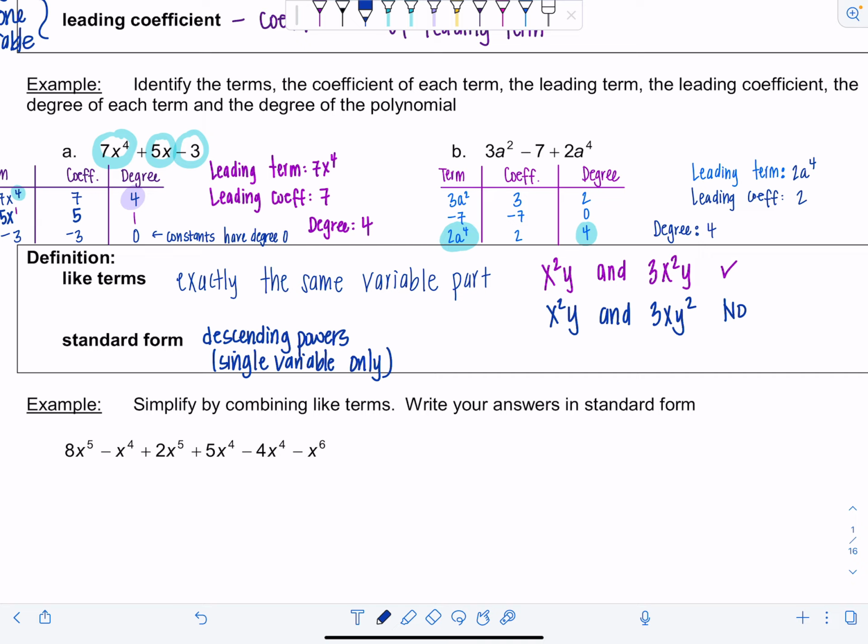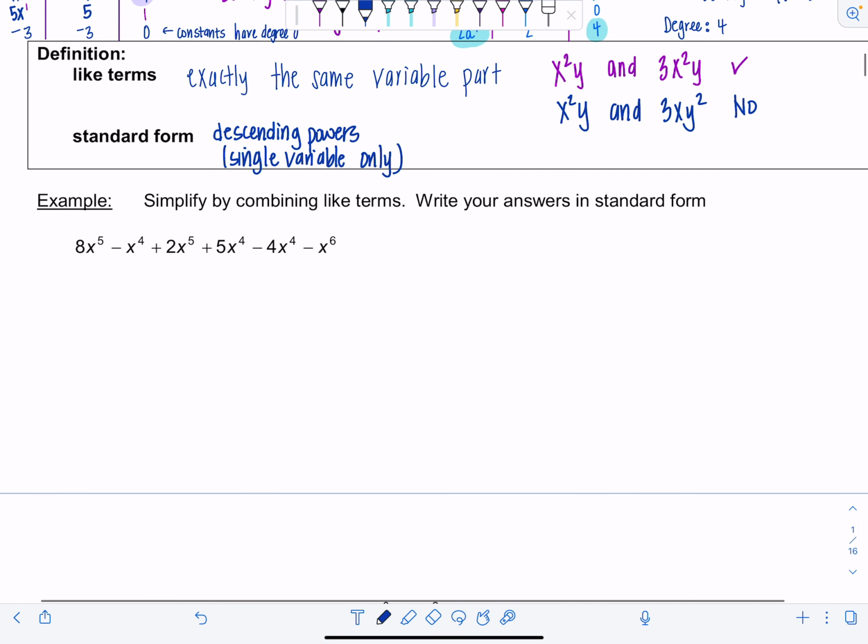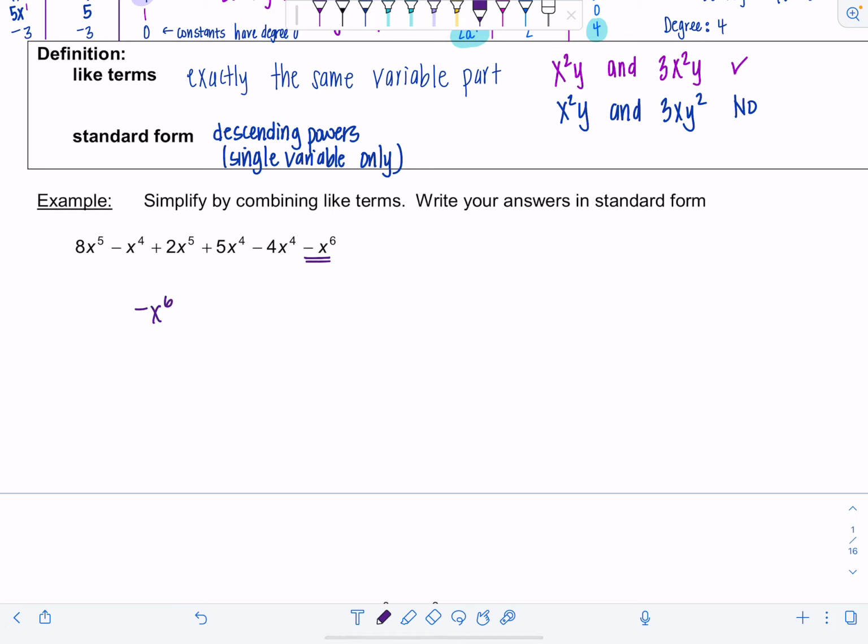Okay, so here we go. First example, we're going to simplify by combining like terms and write the answer in standard form. So that means they want it in descending powers. My advice to you is just go on a little scavenger hunt and stay super organized. Okay, what's the highest power of x that I see here in this whole polynomial? It is -x to the 6th. Do you see any others? No, me neither. So that goes first, -x to the 6th.